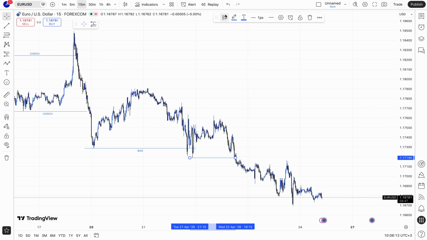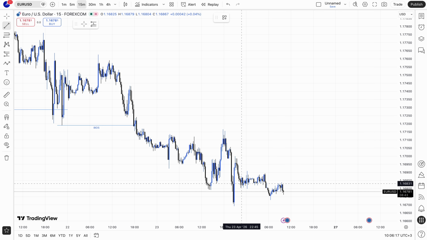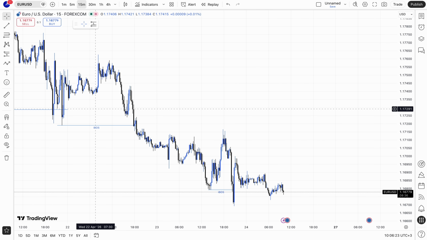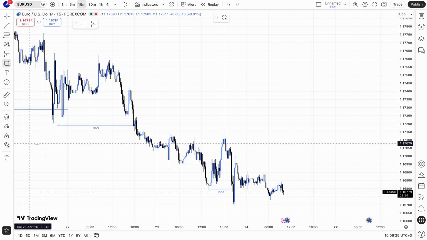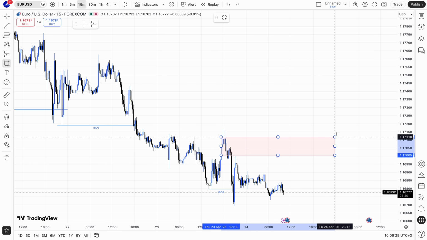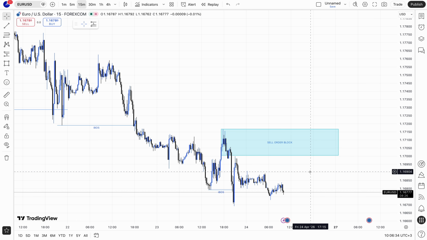This time around, it's internal market structure. Then we had a continuation break of structure to the downside from here. And then our order block is just here. Our bearish order block. Right? And then that will be scenario number 1.